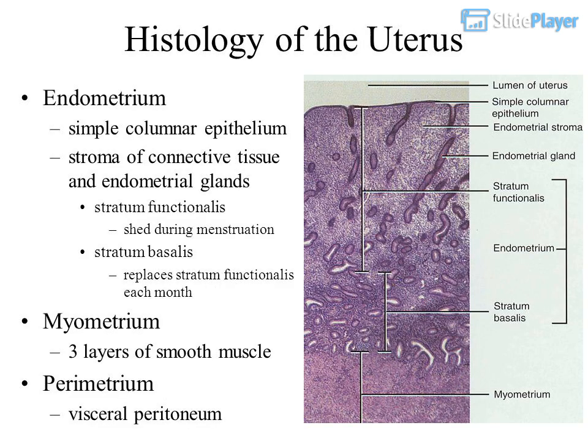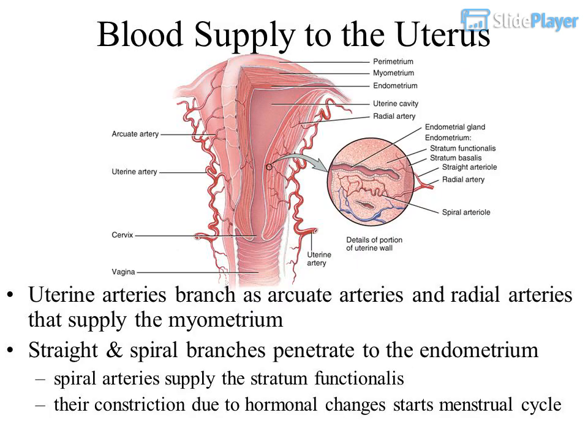Histology of the uterus. Endometrium: simple columnar epithelium, stroma of connective tissue and endometrial glands. Stratum functionalis is shed during menstruation. Stratum basalis replaces the stratum functionalis each month. Myometrium: 3 layers of smooth muscle. Perimetrium: visceral peritoneum. Blood supply to the uterus.